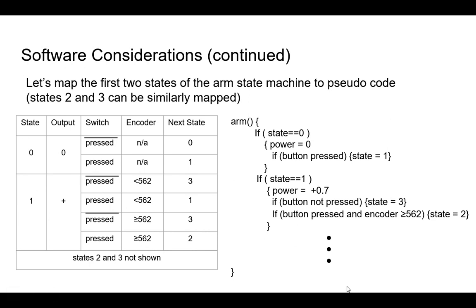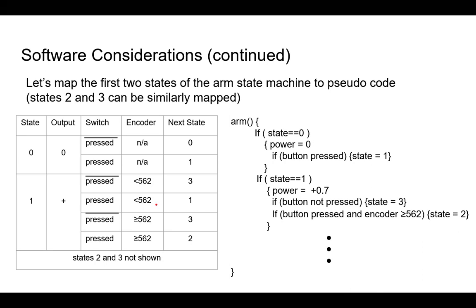Let's look at an example of how we can map a state transition diagram or a state table into code, and this is all pseudocode again. Don't write this and expect it to run. Okay, so we're going to start here. This is, by the way, the first two states of our ARM state machine that we developed earlier. So you may want to review that if you don't remember it.